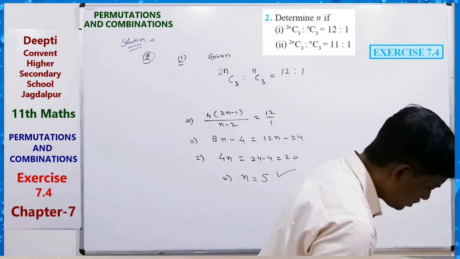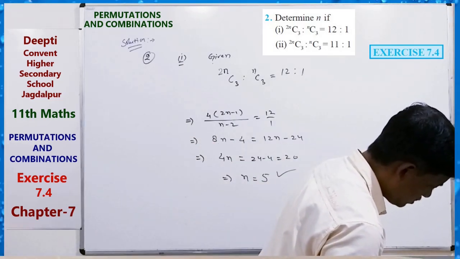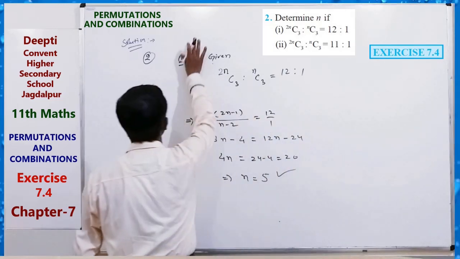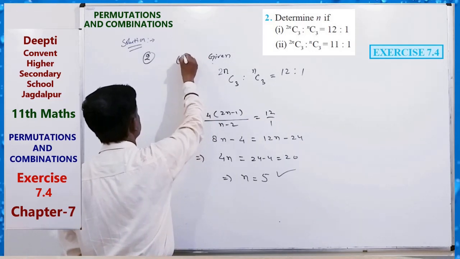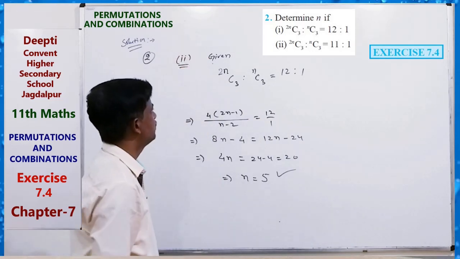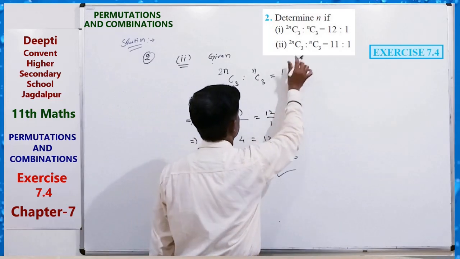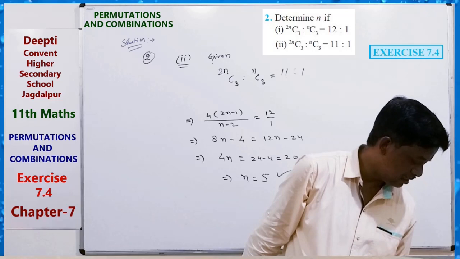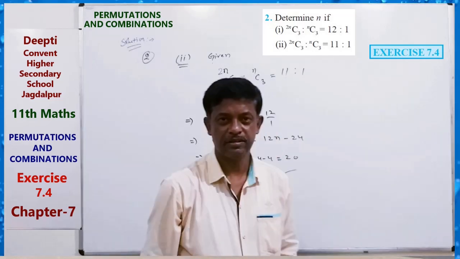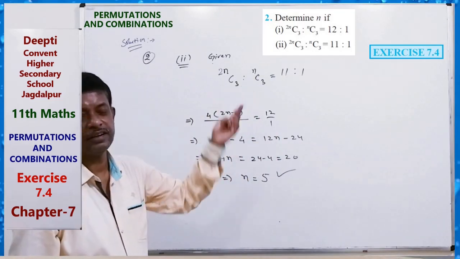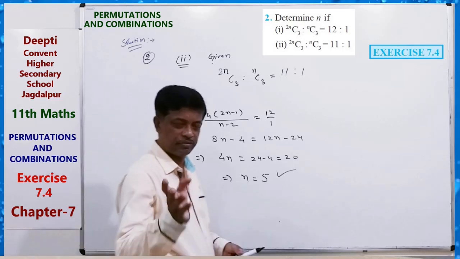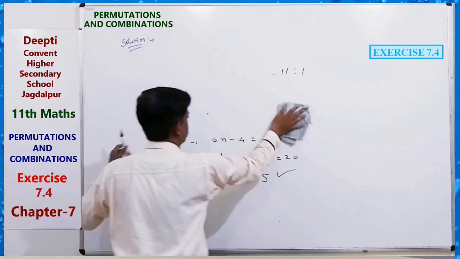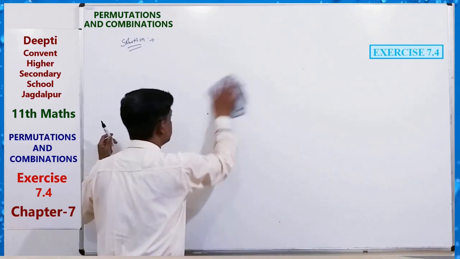So here you can also solve the second one, which is given just like this: given 2NC3 ratio NC3 is 11 ratio 1. Okay, 2NC3 ratio NC3 is 11 ratio 1. So you can get the value from here also. So do it yourself. Okay. Now take question third.